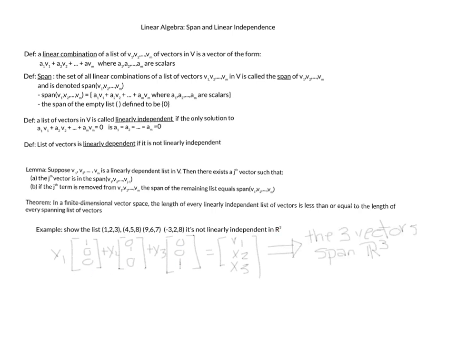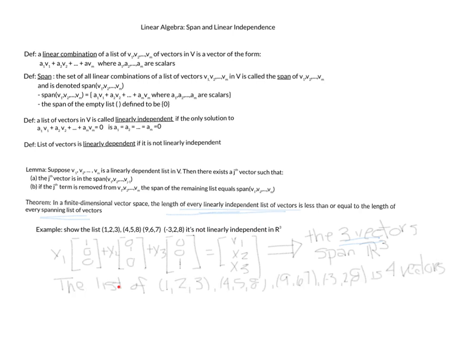R3. But our theorem talks about the length of every linearly independent list of vectors. It has to be less than or equal to the length of every spanning list of vectors. So here we have 3 vectors that span. So any list of linearly independent vectors needs to be less than or equal to 3 according to this theorem, which means these 4 vectors cannot be linearly independent.